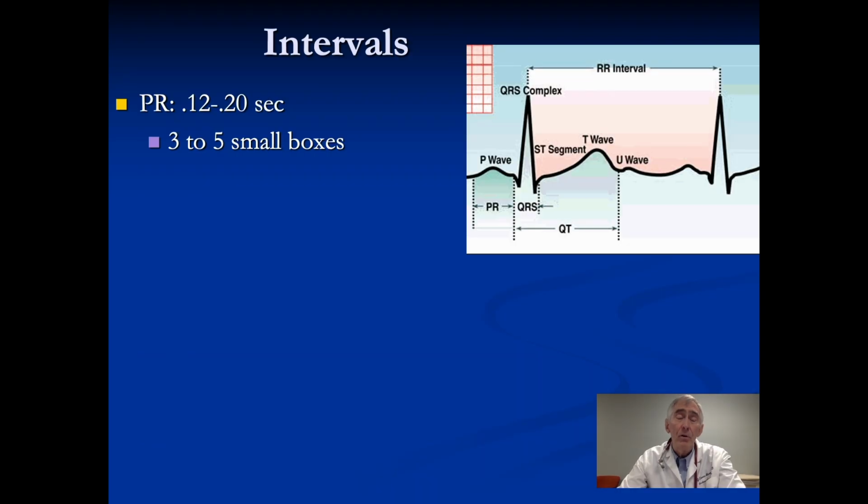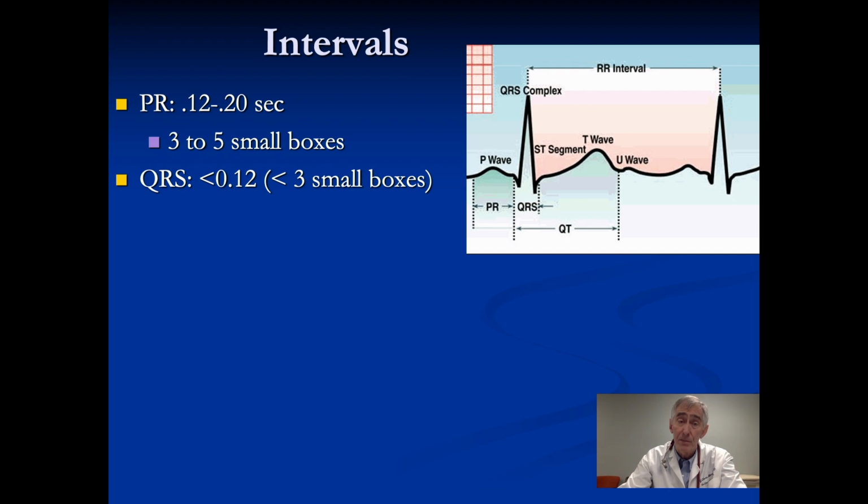Now, we're going to look at the intervals, and we talked about the difference between intervals and segments. The PR interval, the onset of the P wave to the QRS, is right there, and it should be between 120 and 200 milliseconds, or 0.12 and 0.20 seconds, and it's 3 to 5 small millimeter boxes. The QRS should be less than 120 milliseconds, or 0.12 seconds, or 3 small boxes.